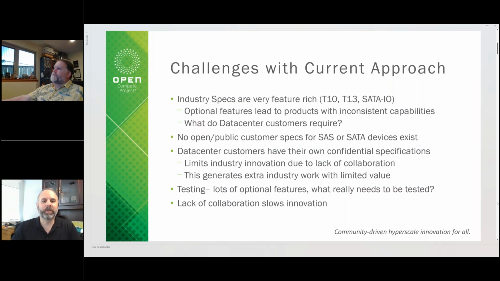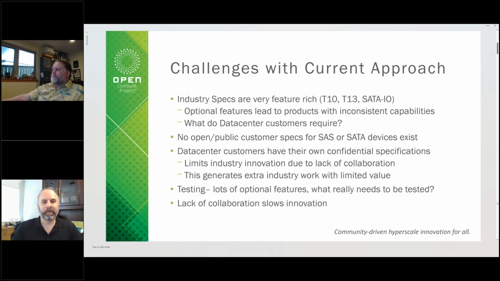All right, so I want to first set the ground with some of the challenges of the current approach of getting SAS and SATA devices out for customers. We're all very familiar with the industry specs that we have today. They're very feature rich, right? So we've got the T10 and T13 and SATA IO specs. Lots of great optional features in those specs, but unfortunately that also creates some problems. Because then we wind up having different implementations from different suppliers, and that leads to products with inconsistent capabilities across the landscape. And what we really need to know is, what do data center customers require of those industry specs? And unfortunately, up until today, there's been no open public customer specs for SAS or SATA devices.